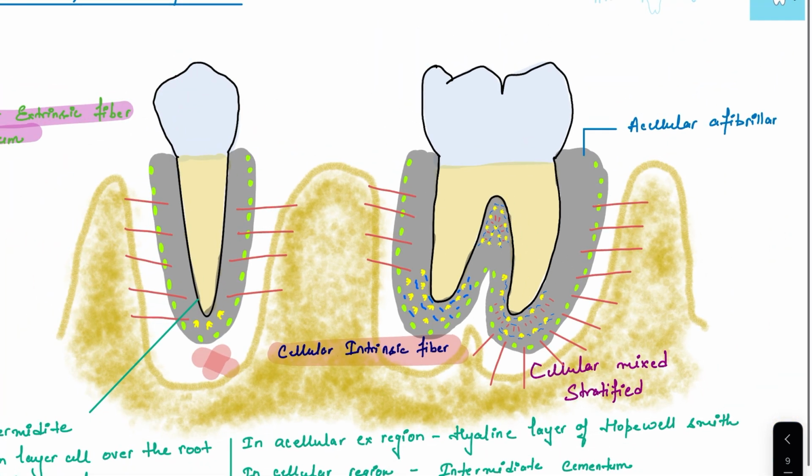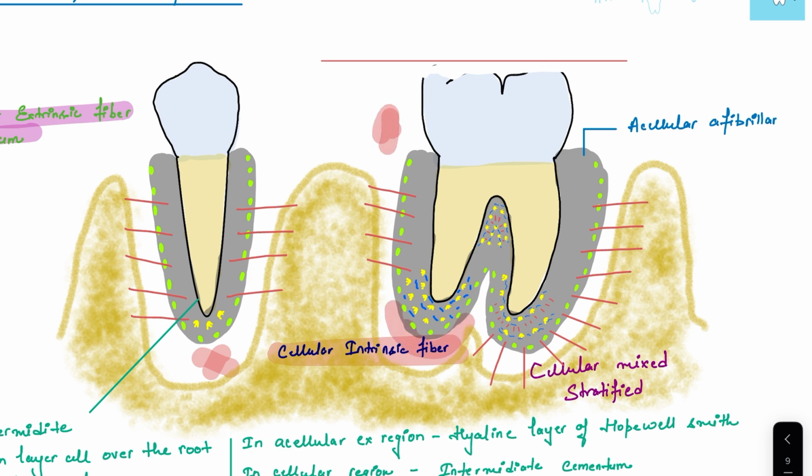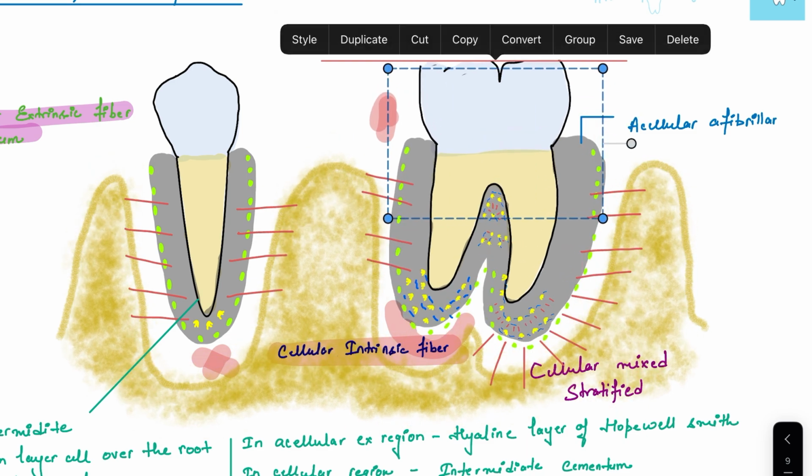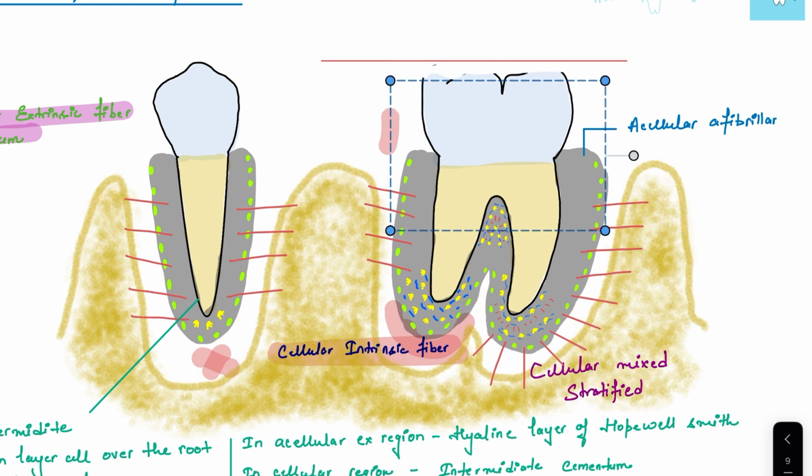So if this is my level of occlusion, right? Let's say this was my level of occlusion, and for some reason the tooth got abraded. So this tooth had abrasions, and it got abraded over time. So what this cementum will do, it will get deposited over here, and it will push the tooth upwards so that it reaches the level of occlusion back again. Okay, so this is the function of this entire cementum.